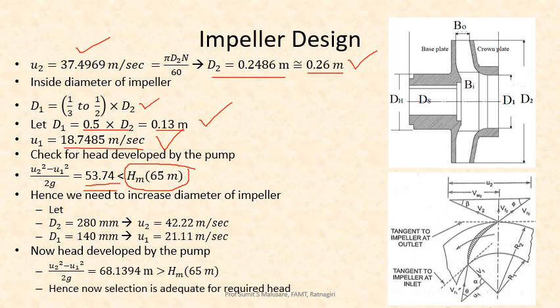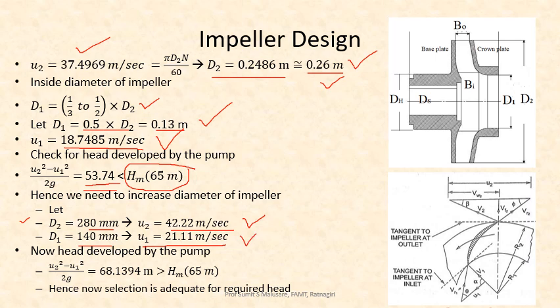Okay, so that's why we have to increase the value of d2 and increase the value of d1, so that the total head developed will be greater than the manometric head. So now instead of 0.26 meter, I have considered d2 is equal to 0.28 meters, means 280 mm, and the corresponding value of u2 is equal to 42.22 meters per second. Now just half of this d2 is d1, that is 140 mm. So u1 is equal to 21.11 meters per second.